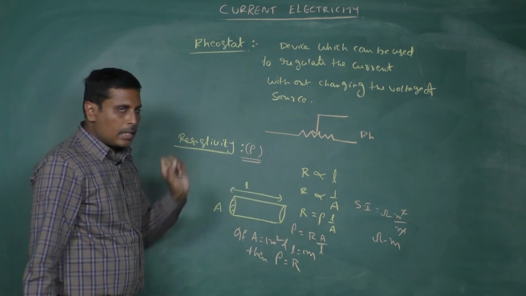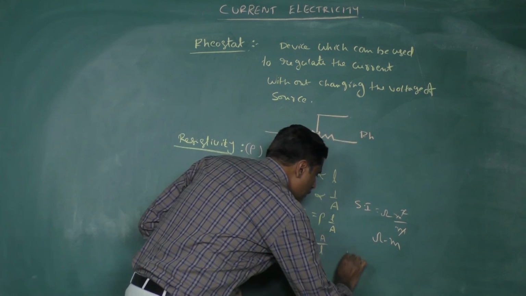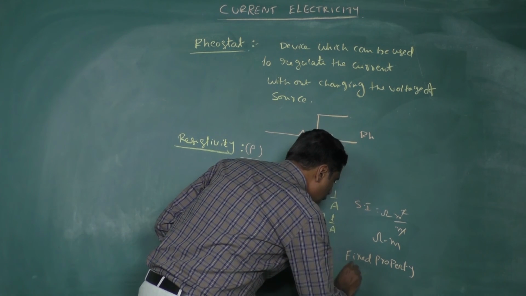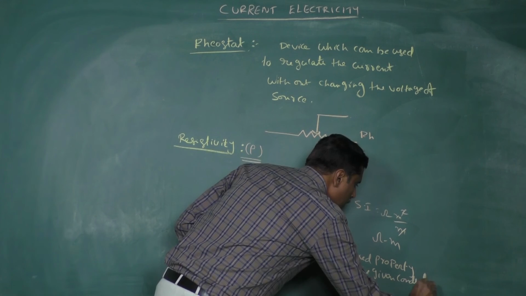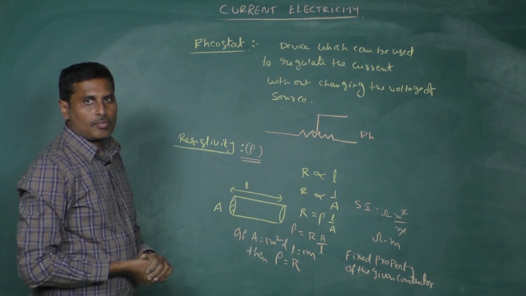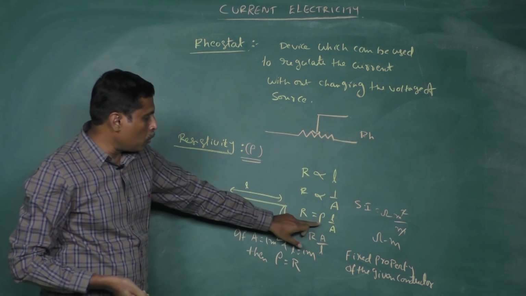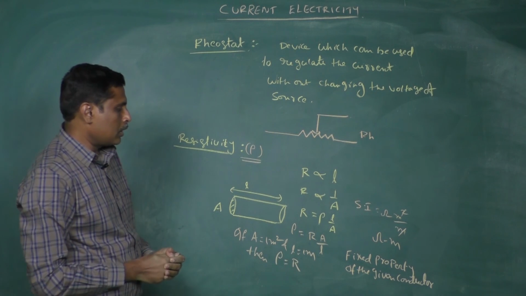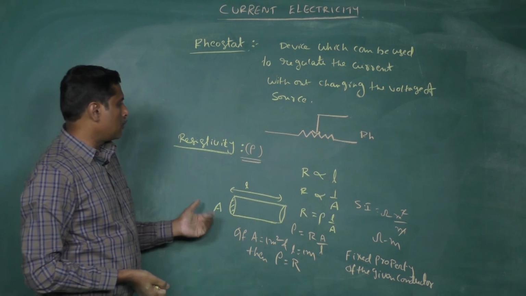Resistivity is the fixed property of the given material. Different conducting materials will have different resistivities. Resistance may change because resistance depends upon the dimensions like length and area. But rho is a fixed quantity. Different conducting materials will have different resistivities. That's why we can say that resistivity is the fixed property of the given conducting material. So this is about the resistivity.